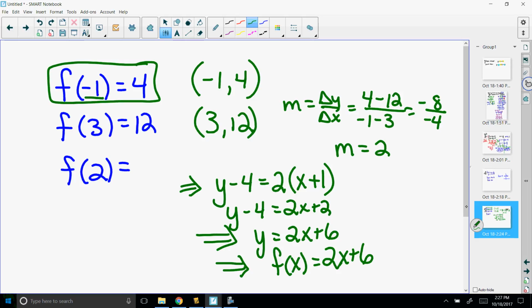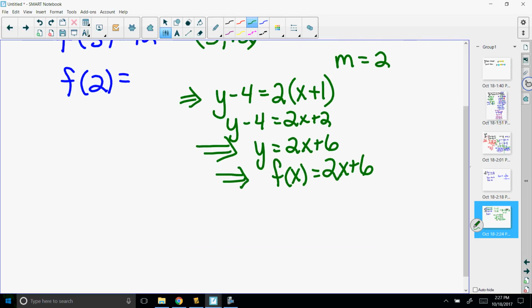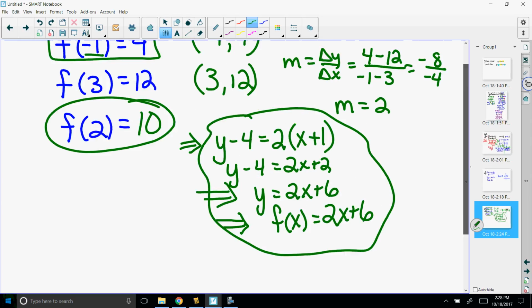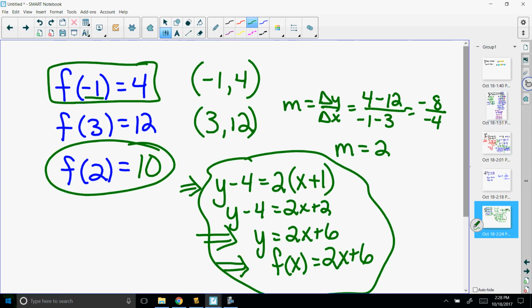So now the last step, I've come up with my equation. It's any one of these. Probably not worrying about that one right there, but it's okay. All right, so f of 2, what is f of 2? You put it in and you get 10. 2 times 2 is 4 plus 6 is 10. So f of 2 is 10. But it's recognizing that f of -1 is 4 is actually telling you a coordinate point.